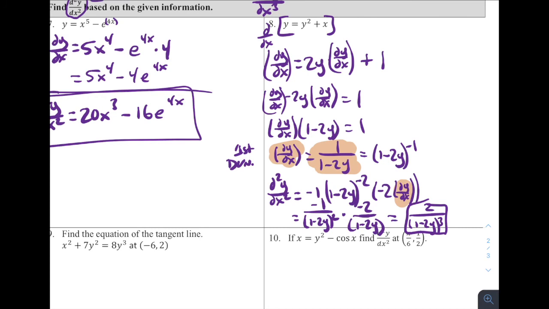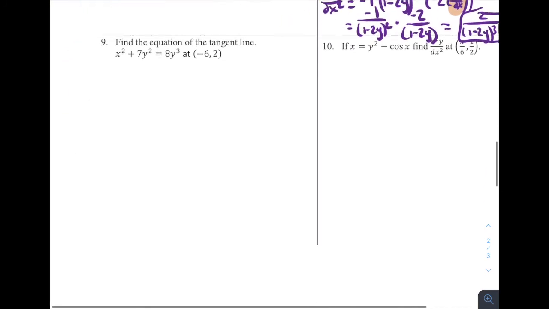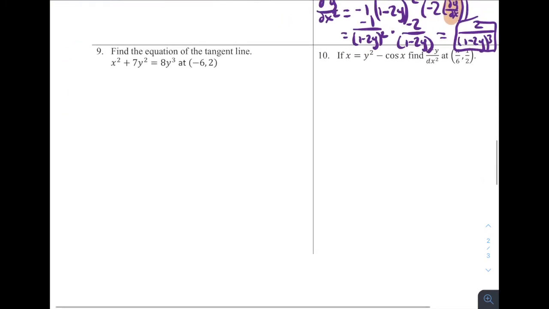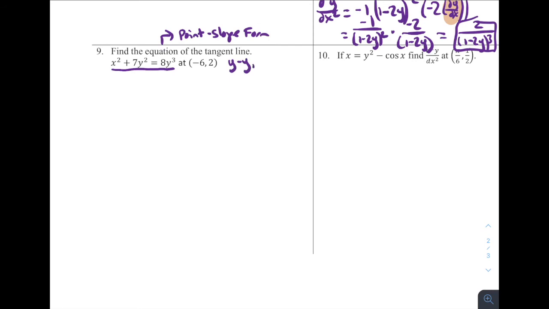Number 9, they're asking us to find the equation of the tangent line. Okay, well, again, this looks like an implicit differentiation, so we're going to need the point. If we're going to find the equation of a tangent line, we're going to use point slope form, which is y minus y1 is equal to m times x minus x1. And they gave us the point. That's nice. That makes it easy. So the question here is, what's the slope?